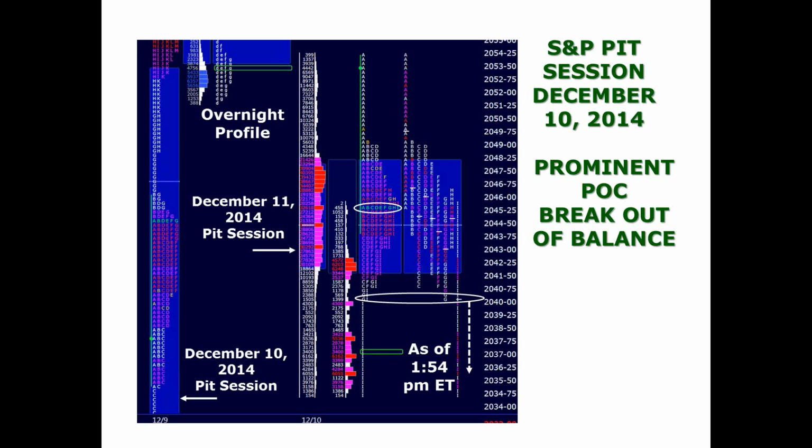And we understand the markets are complex. The slide in front of you is from yesterday as of 1:54 p.m. Eastern Time. At that point in time, the point of control developing in the morning was right up here at the 20.45.25 level. The market opened, came on down, and kind of looked like the letter B.